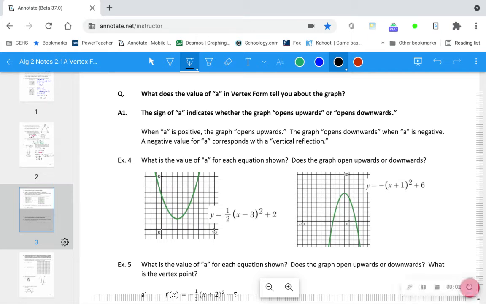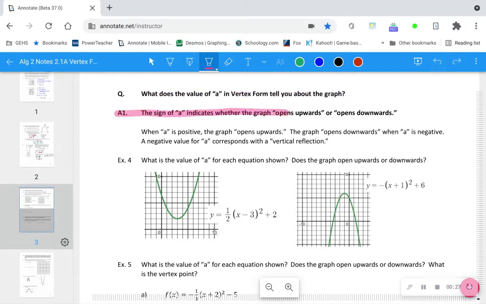Okay, this is Mr. Peterson, and we're continuing with the notes for Algebra 2, Section 2.1, Part A, and this is page 3. On page 3 and also on page 4, we're going to be answering this question: What does the value of A in vertex form tell you about? You can see that written right up there.